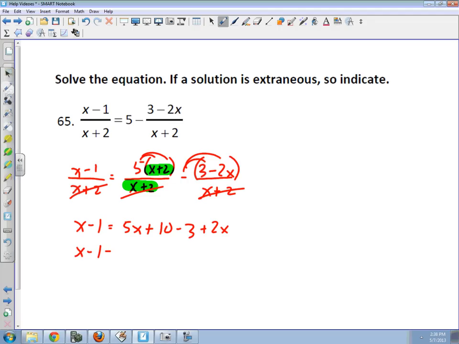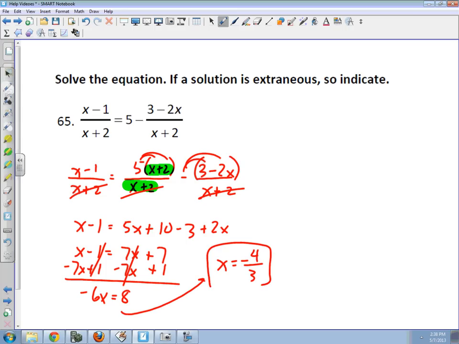So if you're getting this question wrong, that might be why. At this point, I'm just solving it, okay? So I get 7x plus 7. I add 1, subtract 7. Cancel. I get negative 6x equals 8. So x equals negative 4/3.